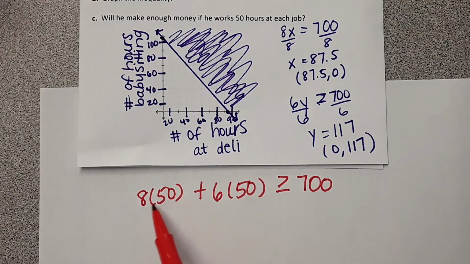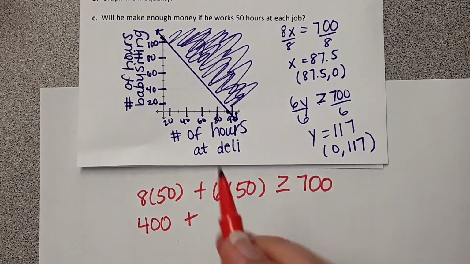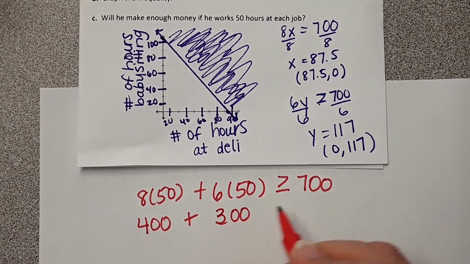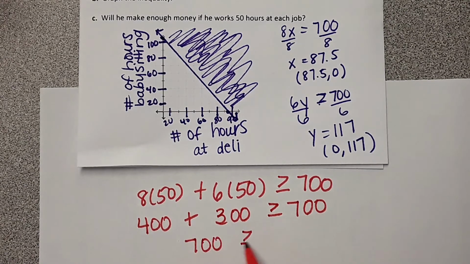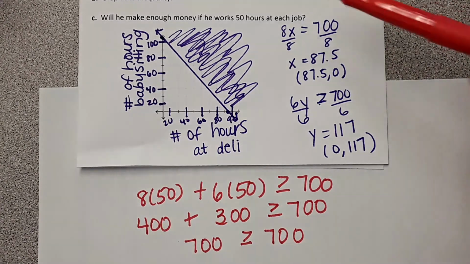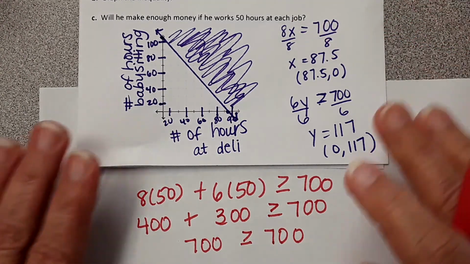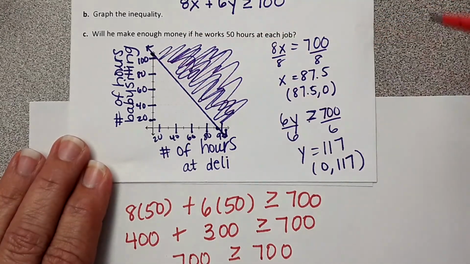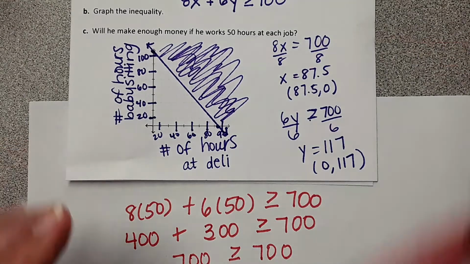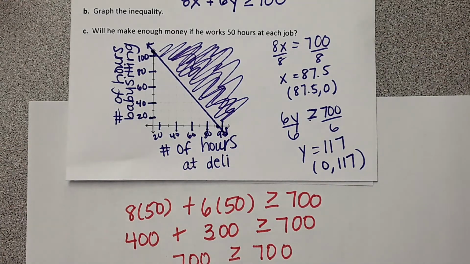8 times 50 is 400. 6 times 50 is 300. So 700 is greater than or equal to 700. So yes, Carlos can take his girlfriend to the prom if he works 50 hours at the deli and 50 hours of babysitting. And that's example number 4.